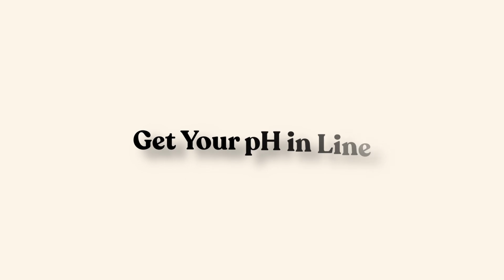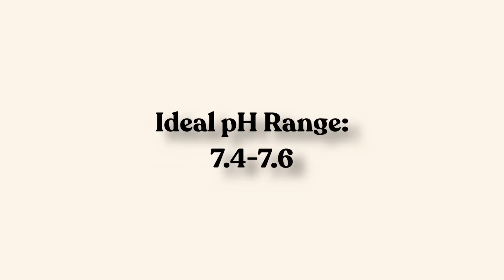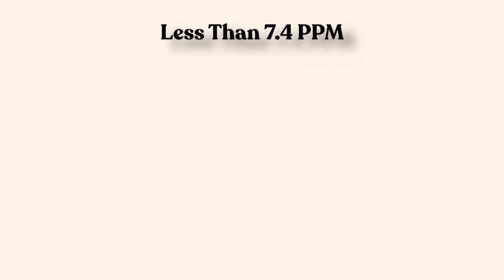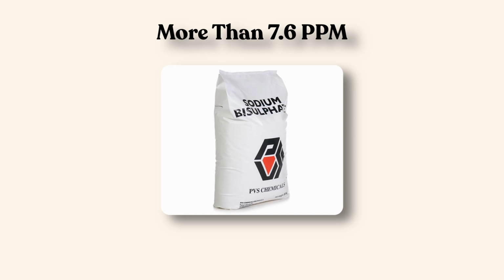Next, get your pH in line. You want it in between 7.4 and 7.6 for swimmer comfort and equipment protection. If it's too low, use a pH increaser, sodium carbonate. If it's too high, use a pH reducer like muriatic acid or sodium bisulfate, which will also lower total alkalinity. Remember, small changes go a long way. Too much acid or base can throw everything off.